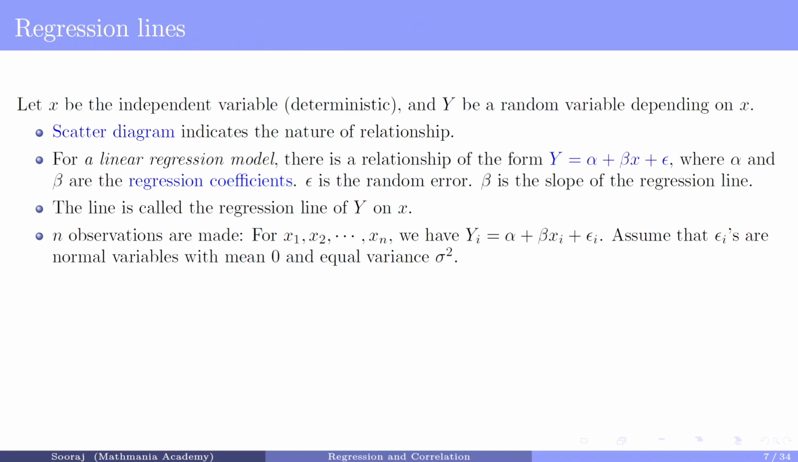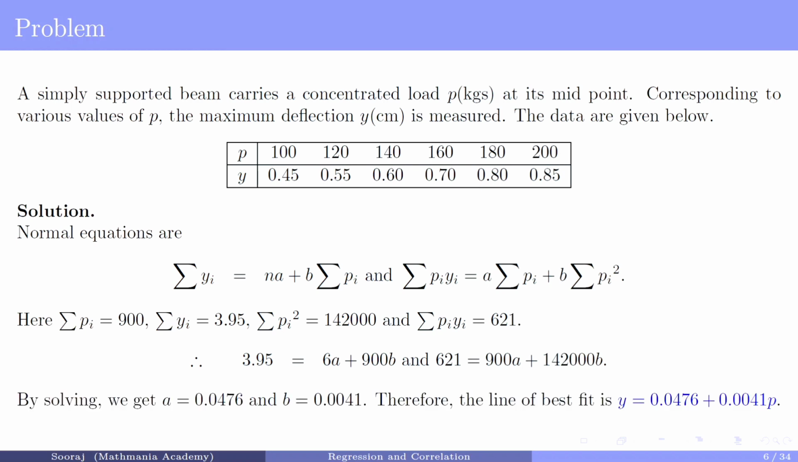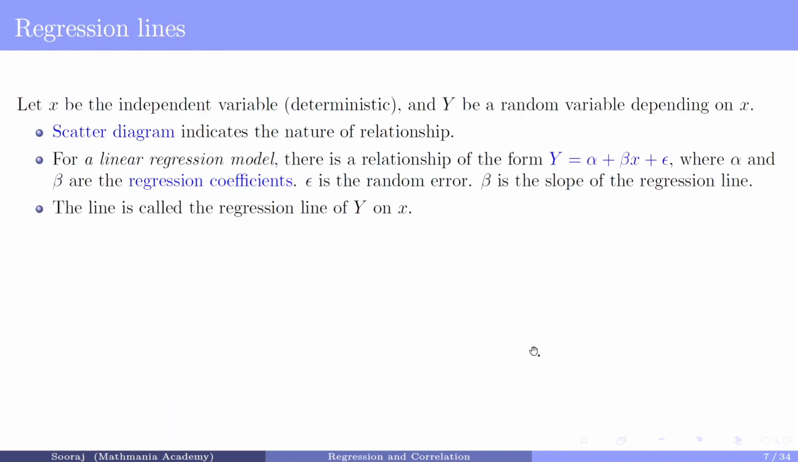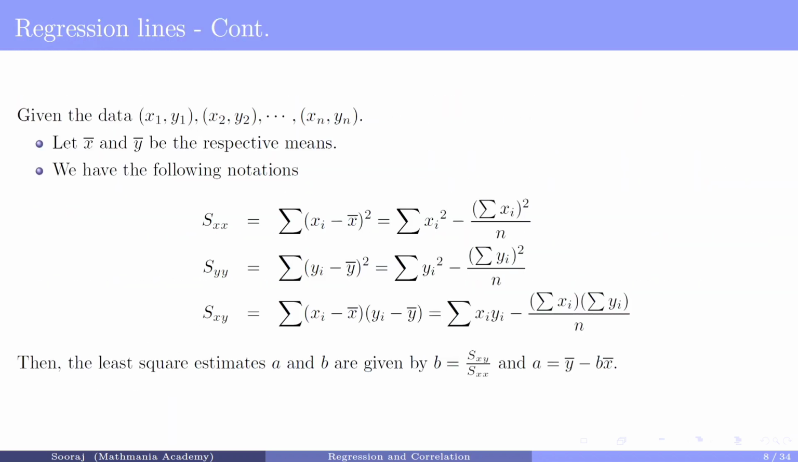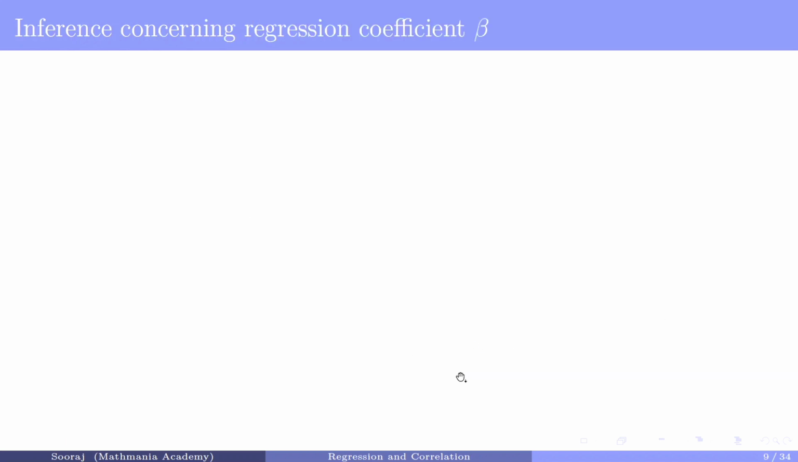Here we have applied the method of least squares through the normal equations. We estimated a and b. This is another technique through which you can also estimate a and b. Now we are moving into a concept called inference concerning the regression coefficient beta. This beta is the slope of the regression.